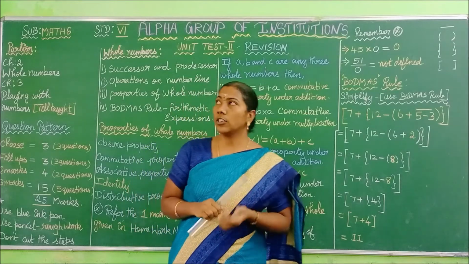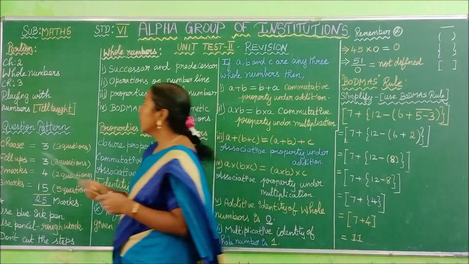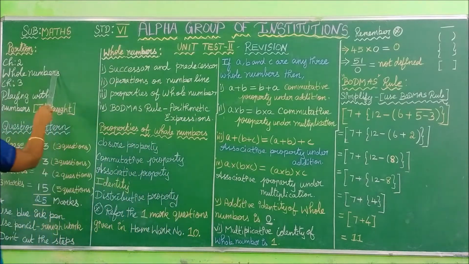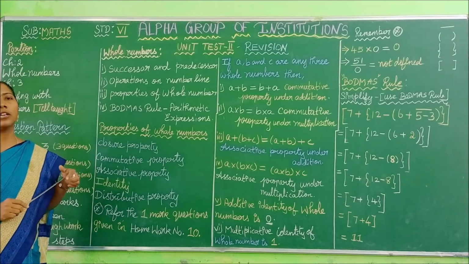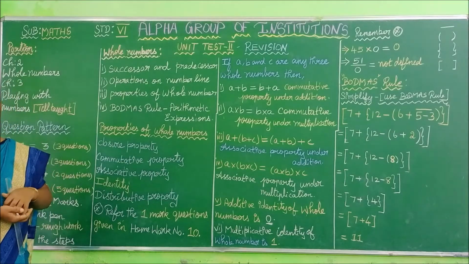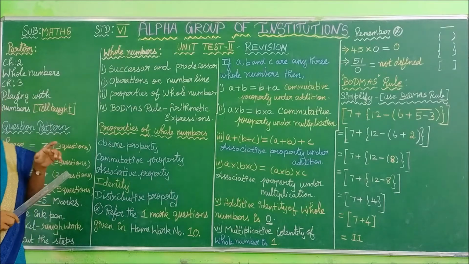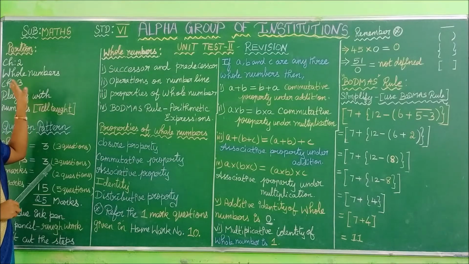See children, your maths exam questions for unit test 2 are from chapter 2, whole numbers, and chapter 3, playing with numbers, till prime factorization. It means you have to revise the sums up to the last video, in which we saw the topic prime factorization. So up to prime factorization you have to revise in chapter 3, playing with numbers, and for whole numbers you have to revise the full chapter.